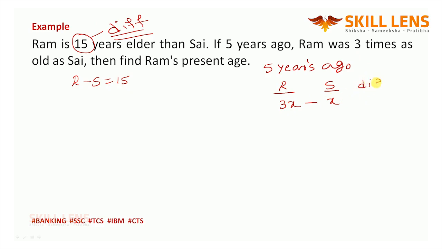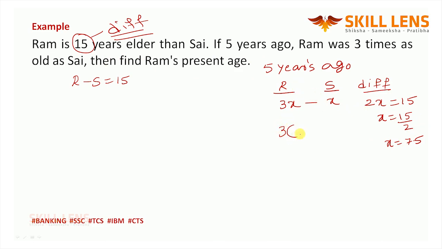Okay, so what is the difference here? Can I say 5 years ago the difference is what? 2x. Can I say 2x value only 15? Can I say x is equals to 15 by 2? That is nothing but x is equals to 7.5. Yes or no? What do you want? Find the present age of Ram. So let me put this particular value here.